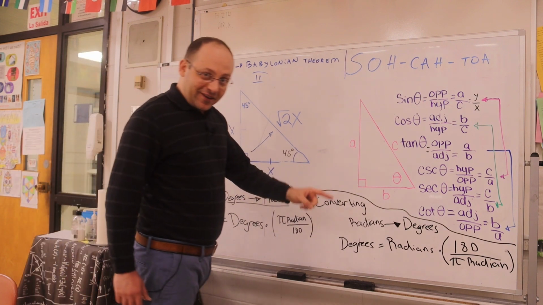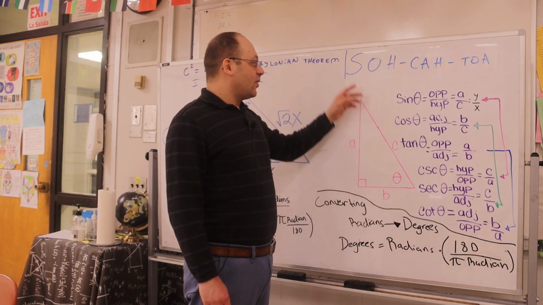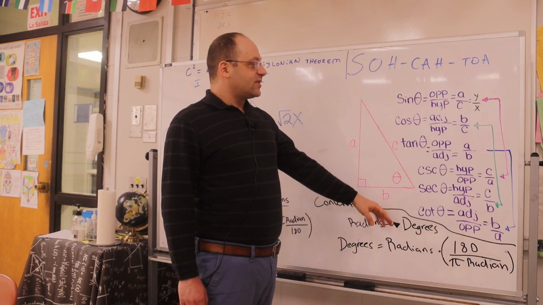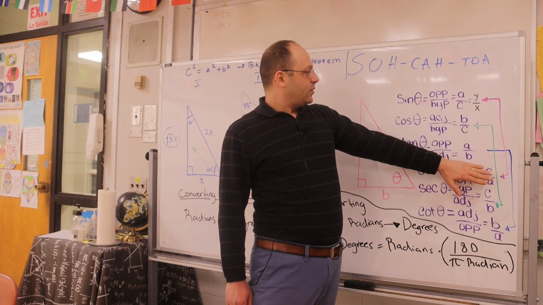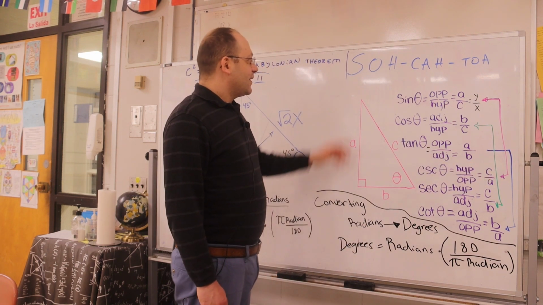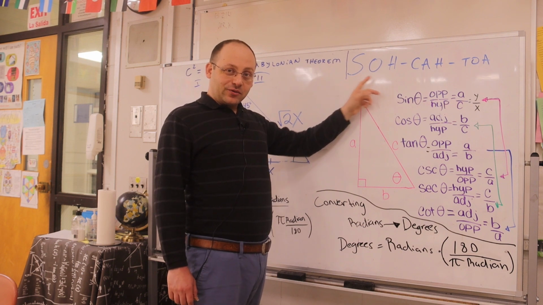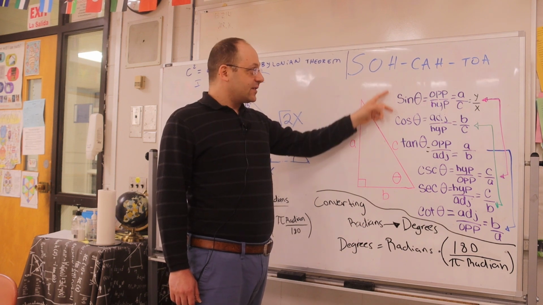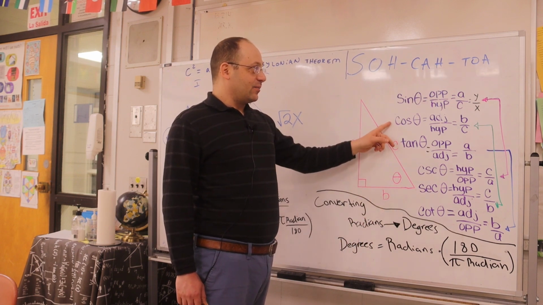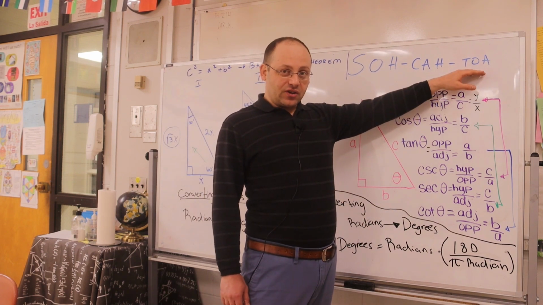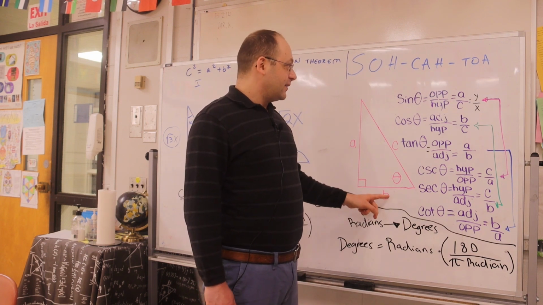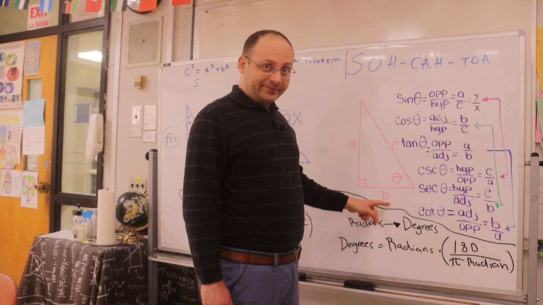Ready for the SOHCAHTOA? All right. So these are the 6 trigonometric functions. On MCAS, you'll have up to here: sine, cosine, and tangent. So remember, sine equals opposite divided by hypotenuse. Cosine is adjacent divided by hypotenuse. And tangent equals the opposite side to the angle divided by the adjacent side.